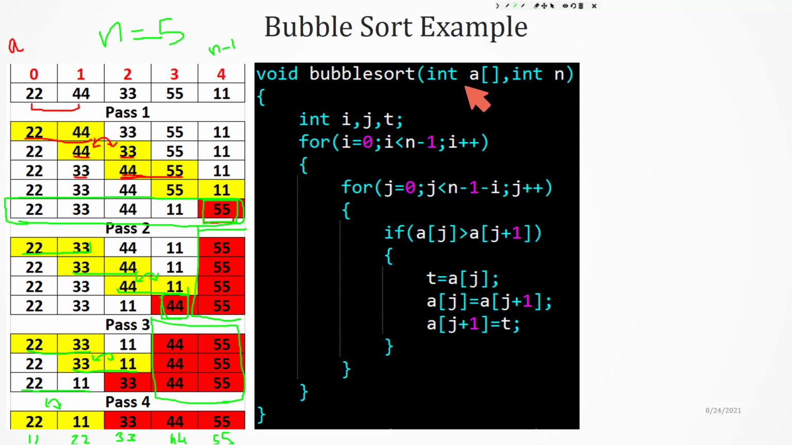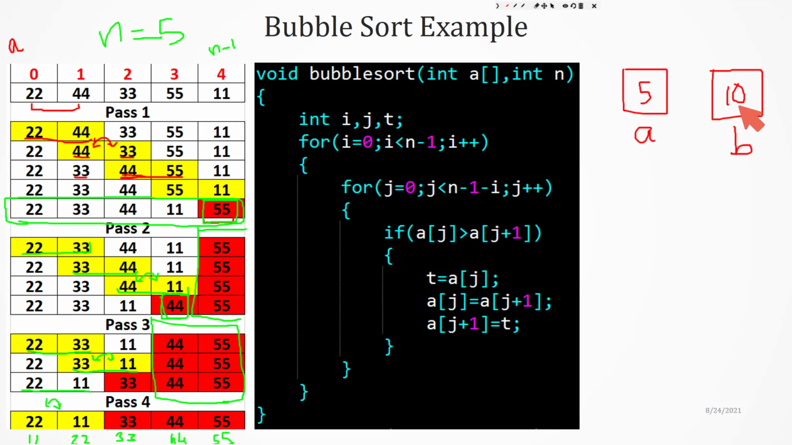Listen carefully before going to the program. Suppose I have two variables, A and B, and A contains 5 and B contains 10. Suppose I want to exchange these values, or swap these values. That means after executing some steps, 10 will be in A and 5 will be in B.